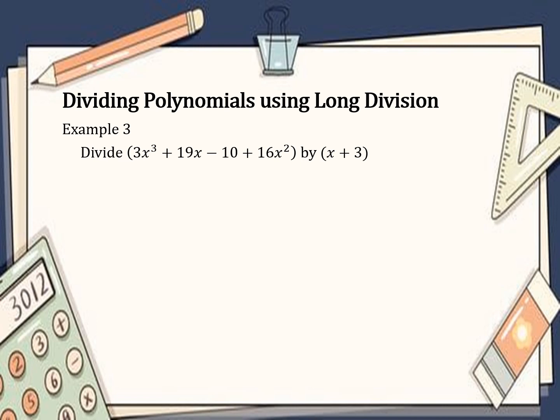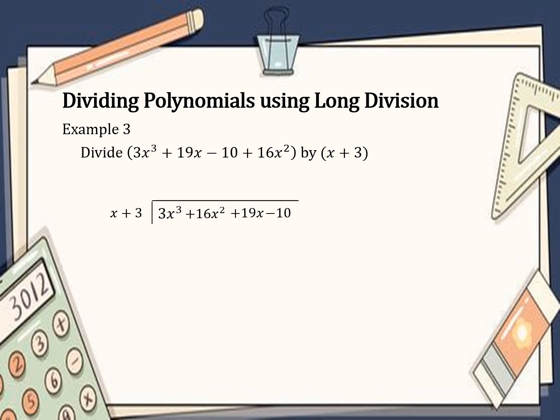Okay, for our third example, we have here 3x cubed plus 19x minus 10 plus 16x squared divided by x plus 3. So is the dividend written in standard form? That's right. So it's not in standard form. So therefore, we have to write it first in standard form. So that is 3x cubed plus 16x squared plus 19x minus 10, divided by x plus 3.